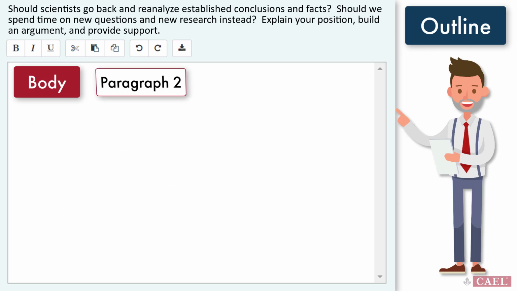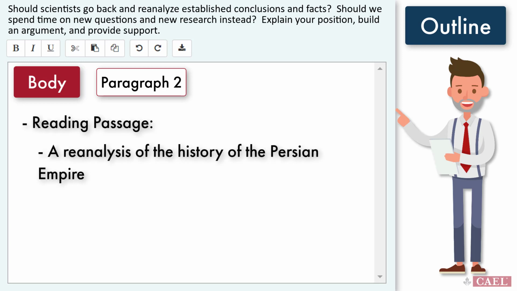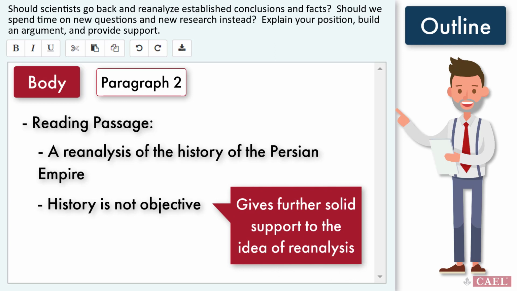Then, in the second body paragraph, I'll write about the reading passage. That's about a reanalysis of the history of the Persian Empire. The reading passage even more plainly states that history is not objective, and so, of course, this gives further solid support to the idea of reanalysis.